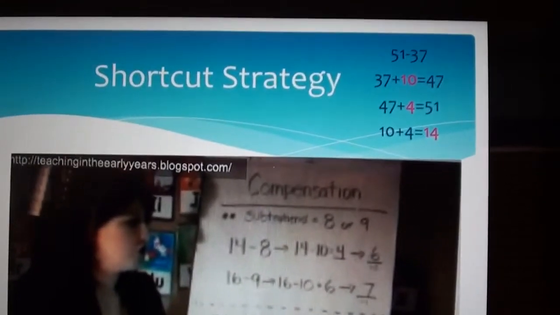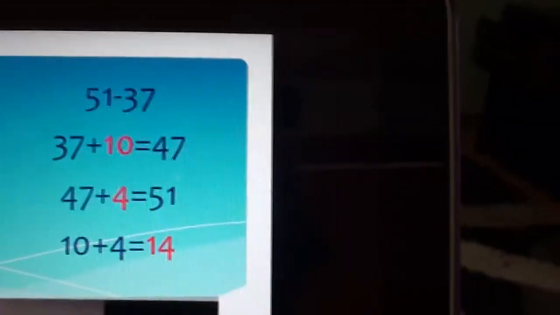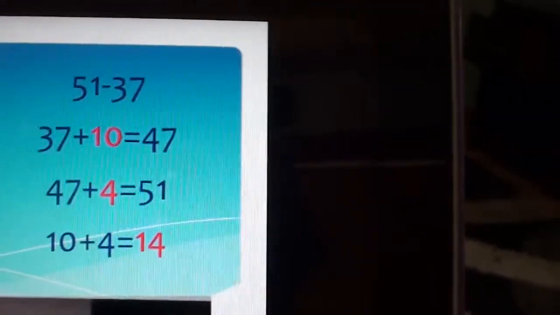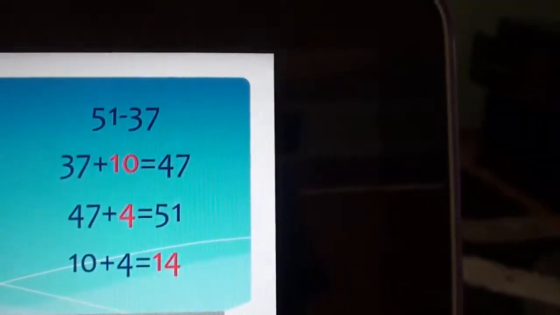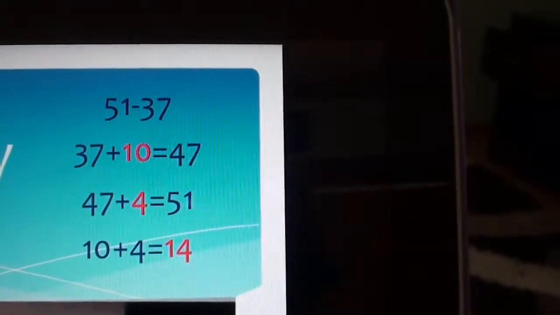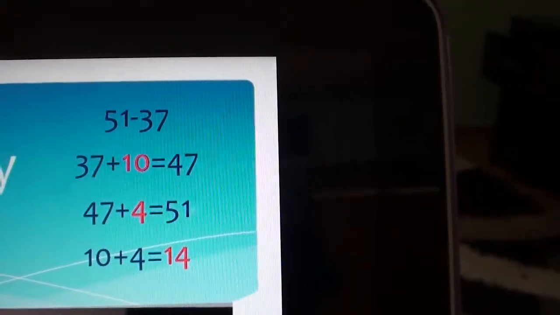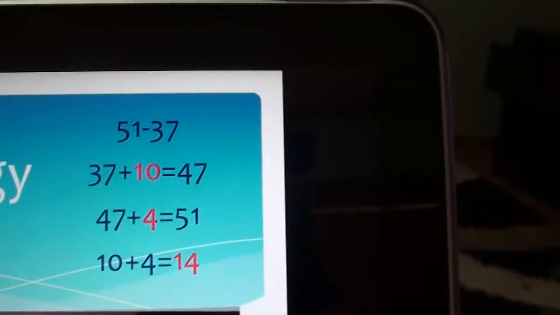And the shortcut strategy. You can see how to solve 51 minus 37, they added 37 plus 10, which equals 47. Then they added 4 more to equal 51. Then they added the 10 and the 4 to equal 14. So we know that 51 minus 37 equals 14.